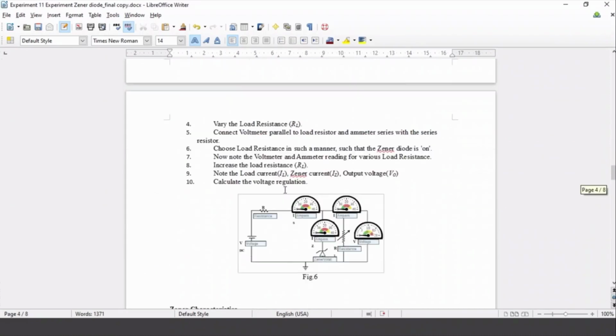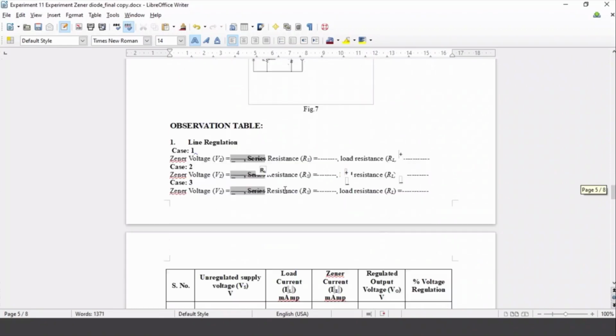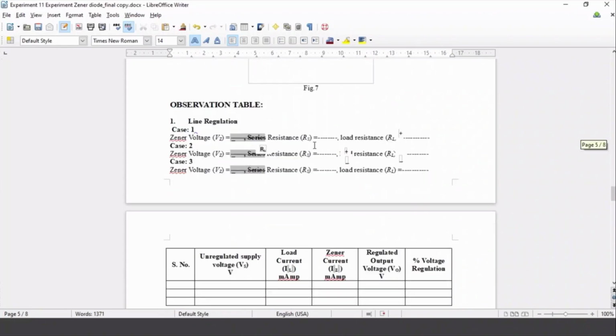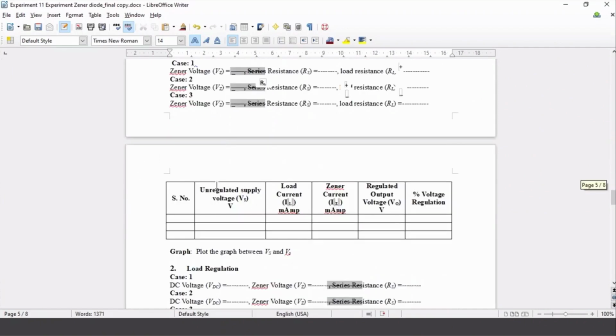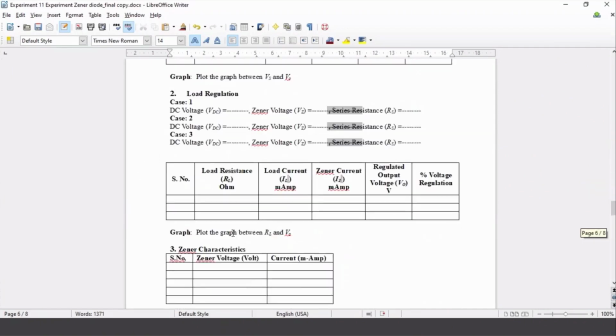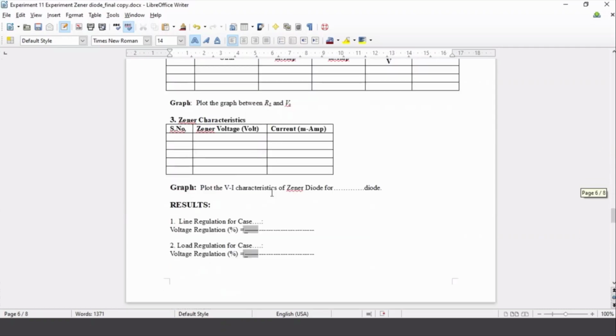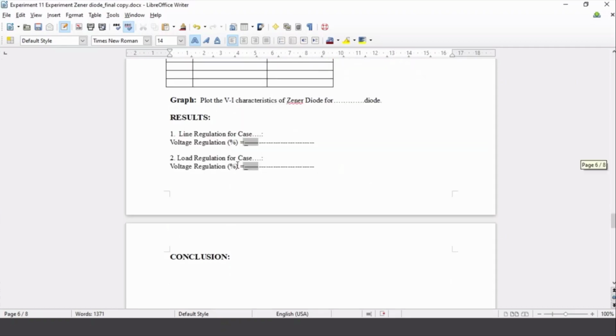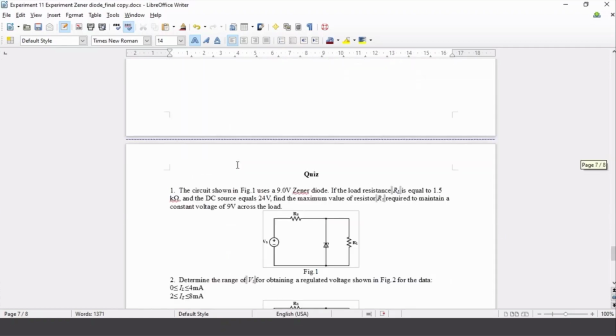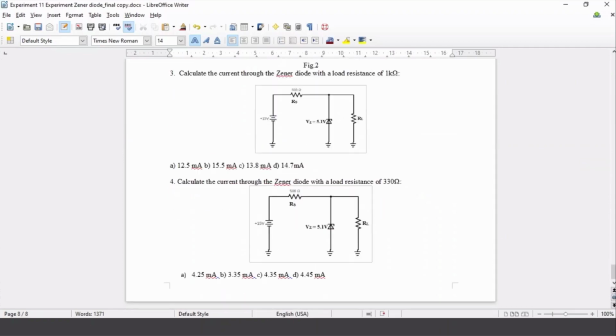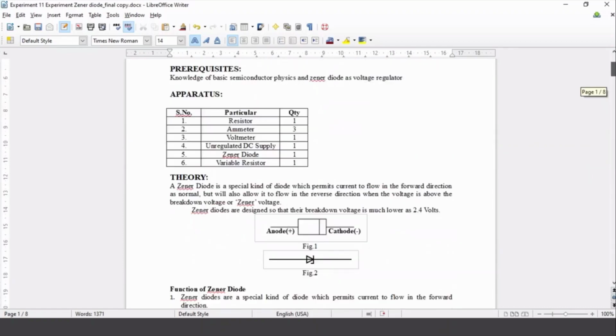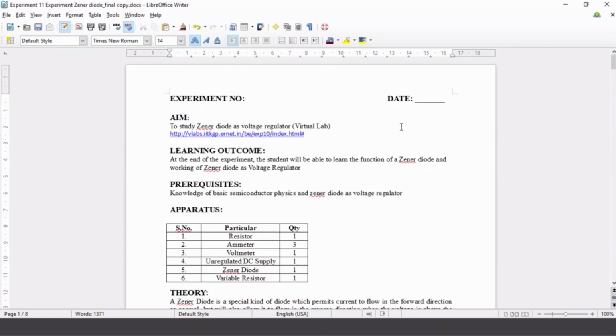Procedure I have already told, and we have seen the load regulation as well as the line regulation as well as Zener characteristics. For case 1, case 2, case 3 for line regulation, and similarly all 3 cases for load regulation, you need to plot the graph. The Zener characteristics also you need to plot, the graph between current versus voltage, and write down the conclusion and answer the quiz questions. Right, so complete this. This is a bit bigger experiment. That is why I didn't club any other experiment with this, because the explanation required some time.